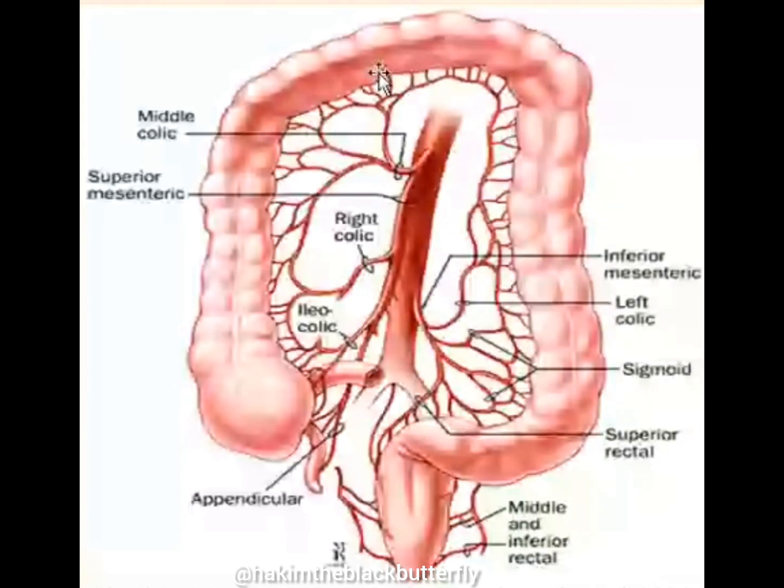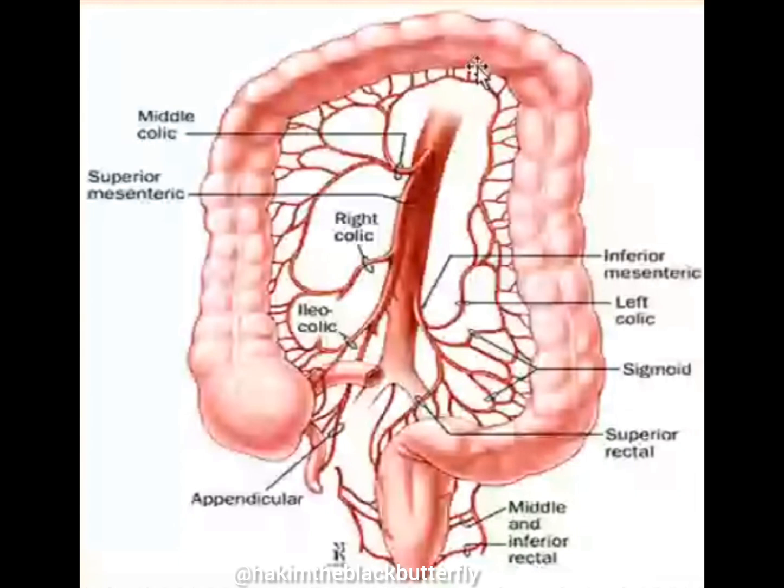So the transverse colon shares blood supply. The proximal 2/3 get their blood from the superior mesenteric artery through the middle colic, and the distal third gets its blood from the inferior mesenteric artery through the left colic. That's the blood supply. The veins take up the same names as the arteries: middle colic vein, left colic vein. The left colic vein drains into the inferior mesenteric vein, and the middle colic vein drains into the superior mesenteric vein. That's the blood supply to the transverse colon.